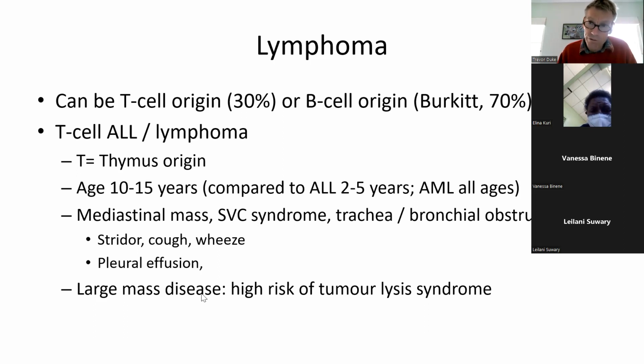These children have a lot of what we call mass disease. They have large mass disease. In fact, they have millions and millions of leukemic cells all arising from their thymus. And they're at high risk of this complication called tumor lysis syndrome. That means when you give the first lot of chemotherapy to treat the child's leukemia or their lymphoma, the cells die very quickly. And when their cells are dying, they release a lot of chemicals, a lot of electrolytes, and that can cause some major disruption. I'll talk about tumor lysis syndrome in a short while.